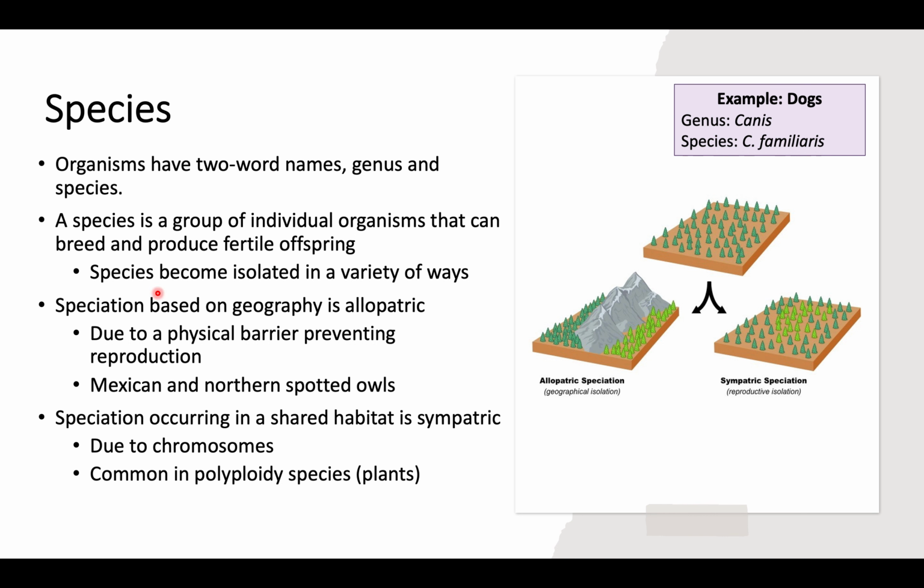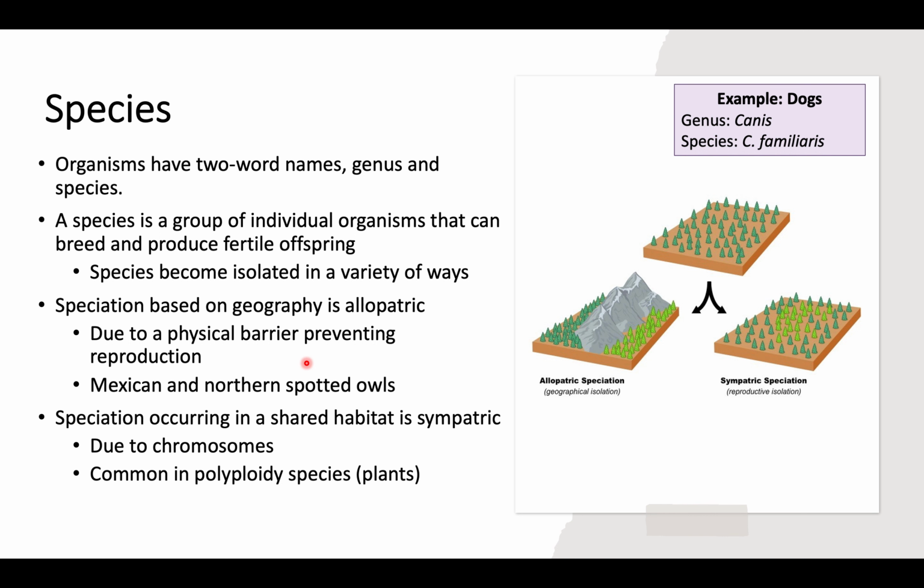We talked about species becoming isolated when we talked about Darwin and his book about the finches in the Galapagos. Speciation based on geography is allopatric, due to a physical barrier preventing reproduction. An example here is Mexican and northern spotted owls. So speciation based on geography is what we call allopatric, due to a physical barrier preventing reproduction.